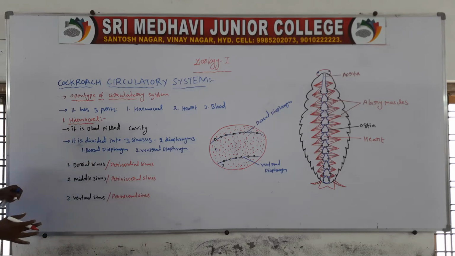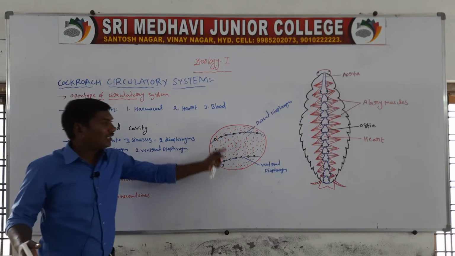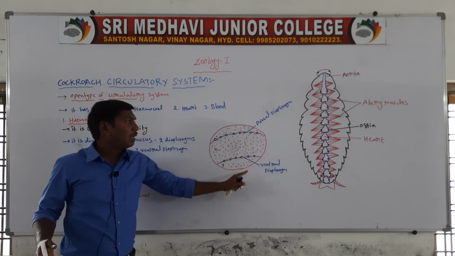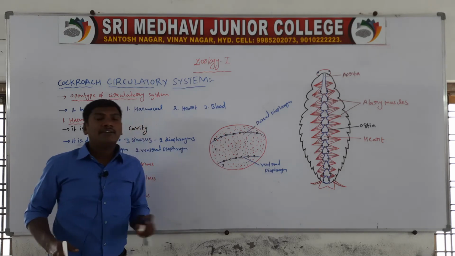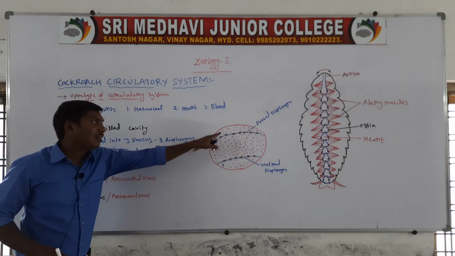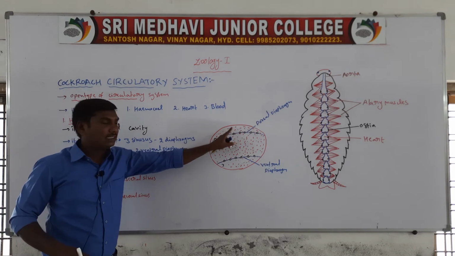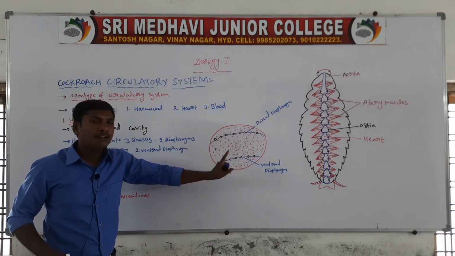Perineural sinus. So the hemocoel is divided into three sinuses through the two diaphragms. One is the dorsal diaphragm, another one is the ventral diaphragm. So they are the three sinuses. First sinus is the dorsal sinus, second one middle sinus, third one ventral sinus.